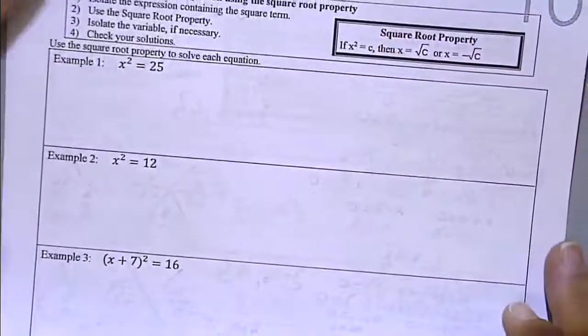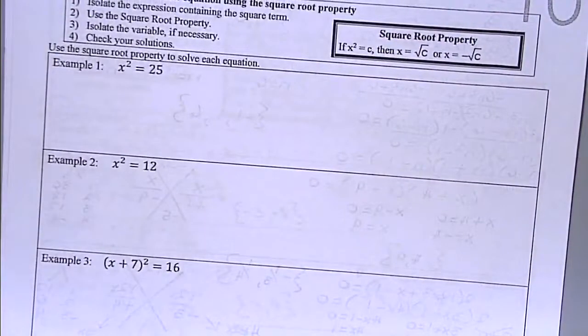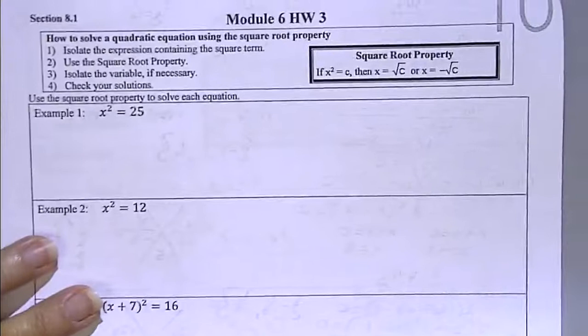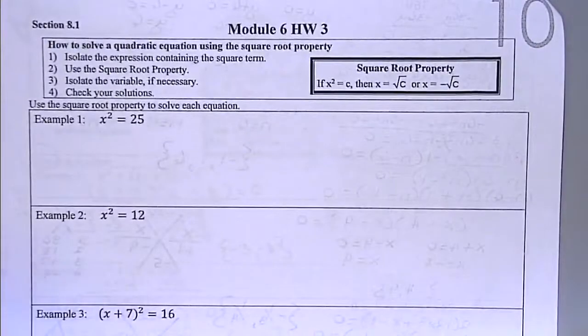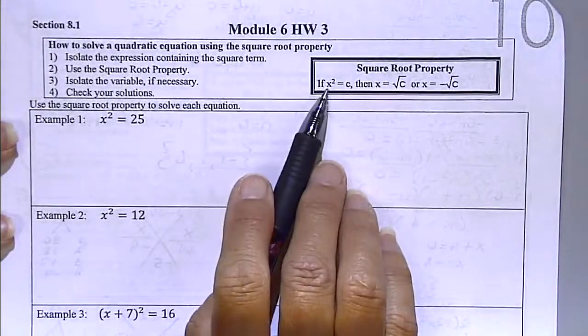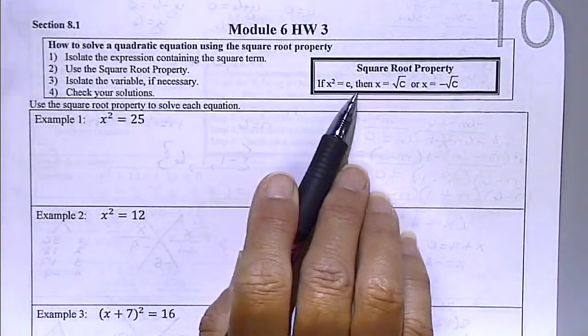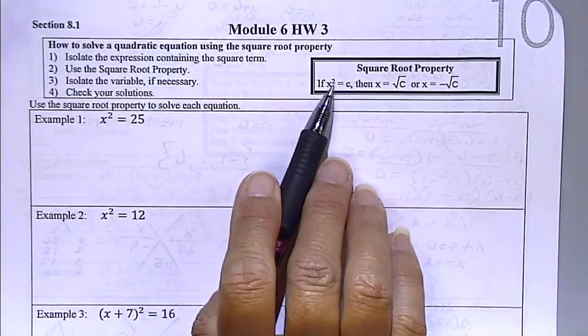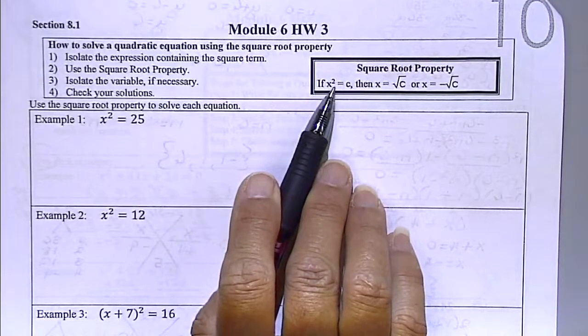So next, let's talk about solving it using a different property. We're going to work at something called the square root property. What you have to recognize, first of all, is that if you have something that looks like x squared is equal to a number, how do you solve for x? Square root of both sides.